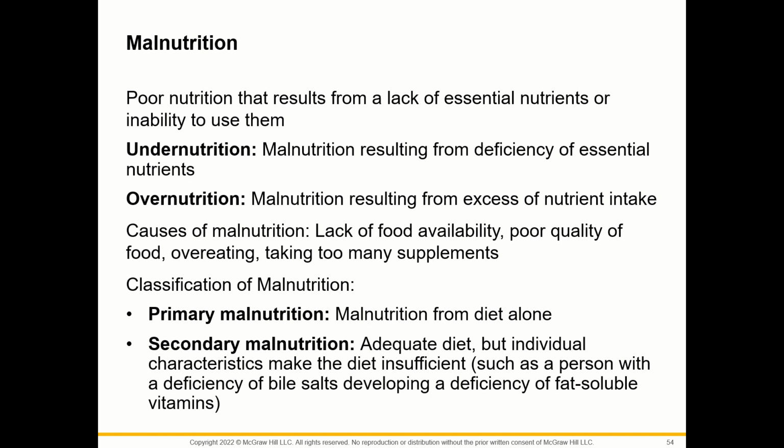The classifications of malnutrition include primary malnutrition and secondary malnutrition. Primary malnutrition is malnutrition from diet alone. Secondary malnutrition is an adequate diet, but the individual characteristics make the diet insufficient, such as a person with a deficiency of bile salts developing a deficiency of fat-soluble vitamins. Or if they have a deficiency of intrinsic factor, they can't absorb B vitamins.